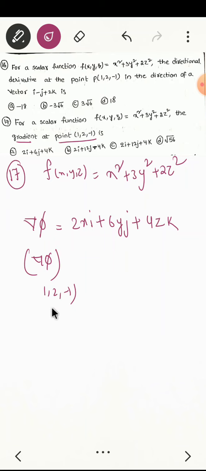Then the gradient at which point? 1 comma 2 comma minus 1. The gradient at this point is 2i plus 12j minus 4k. Which option is correct? Option B is correct.